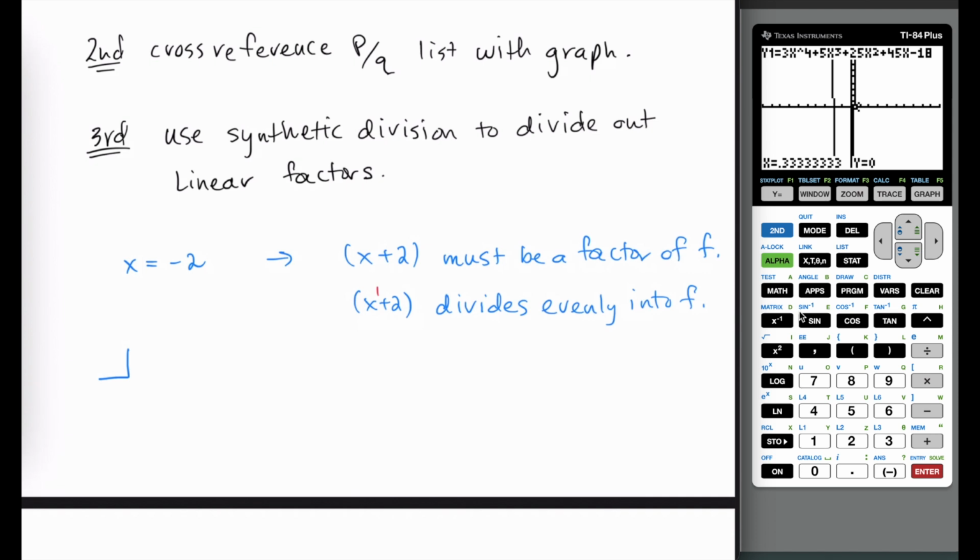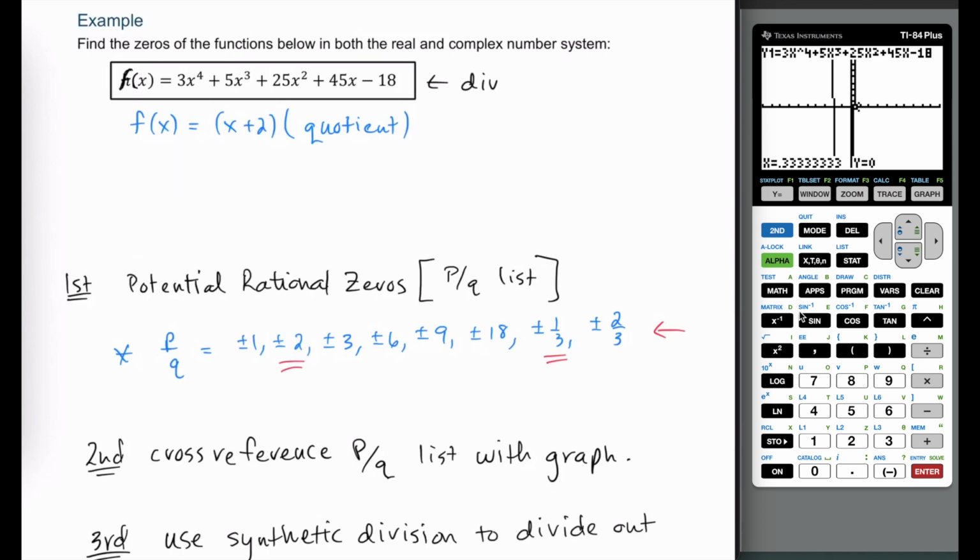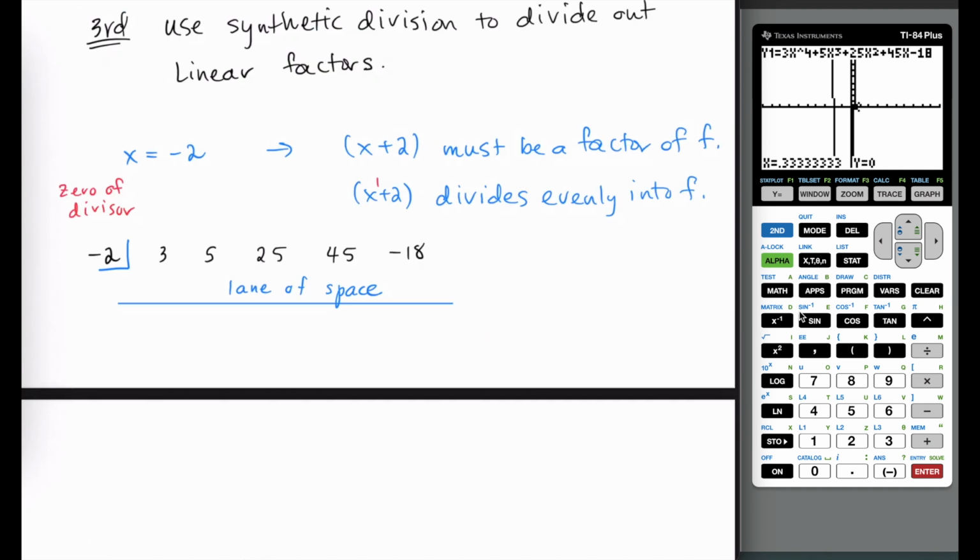We're going to put the 0 of the divisor into the box, which is also the 0 that we're testing or verifying. And the coefficients of the dividend are listed to the right here. The dividend is our original polynomial function that we're dividing into, so we'll bring these coefficients into the synthetic division problem. We draw a line here, leaving a lane of space for some work, and begin the synthetic division.